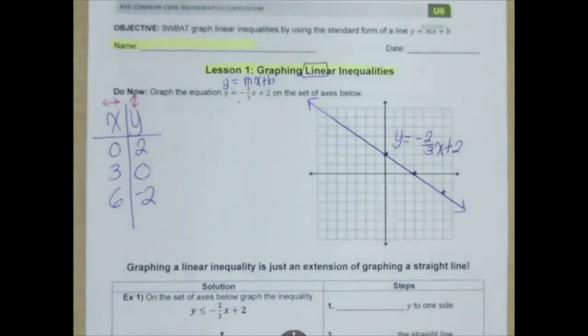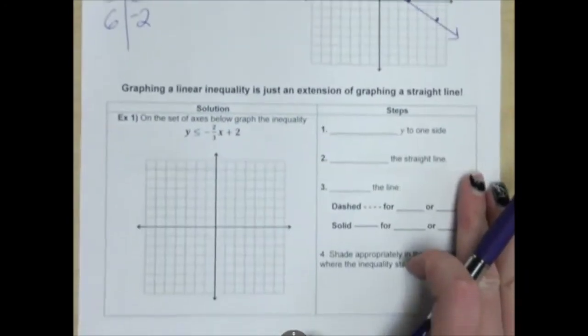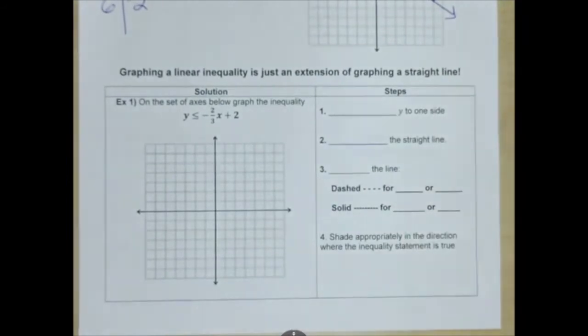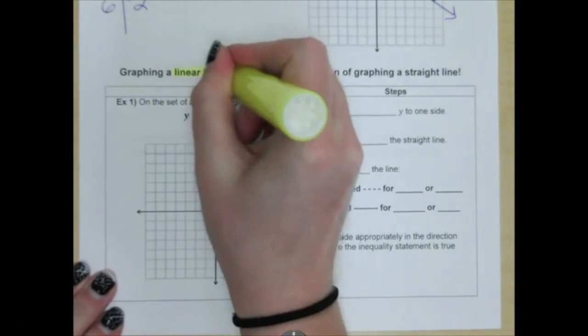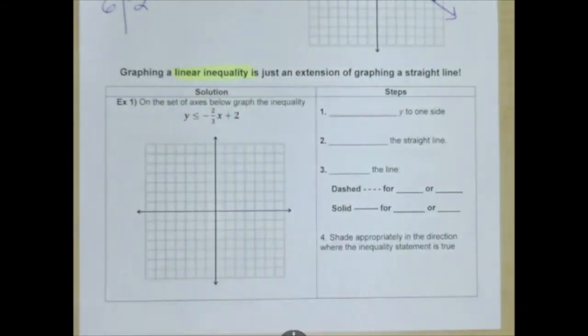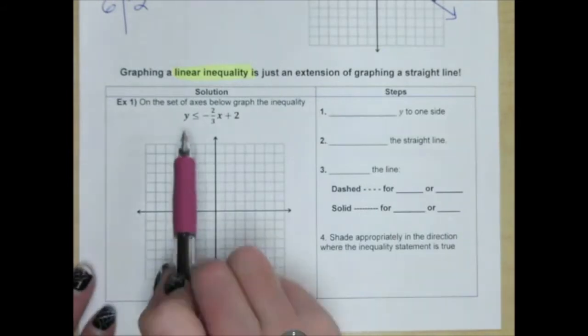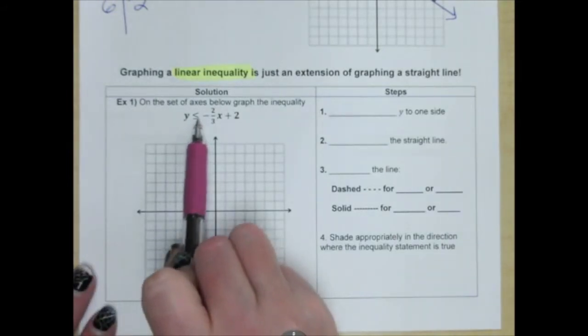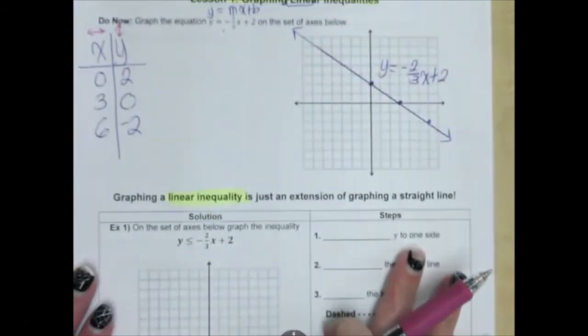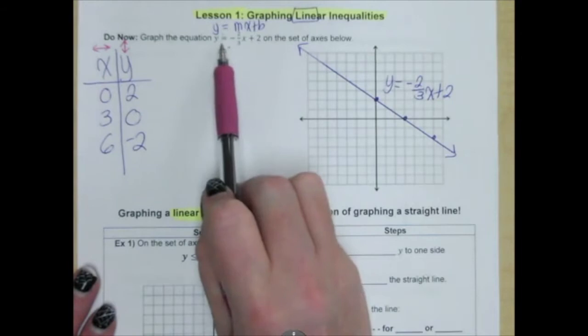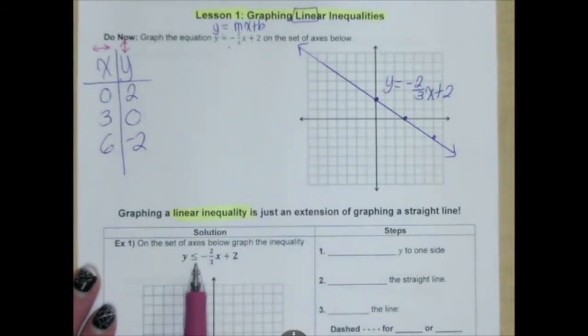As we move down here and look at the lesson for today, we're going to be graphing not equations, but inequalities. So let me grab my highlighter. We are graphing not linear equations, but linear inequalities. I know this is an inequality because it is not y equals negative 2/3 x plus 2 like we just saw. In the do now up top, there's no equal sign. There's an inequality sign instead.